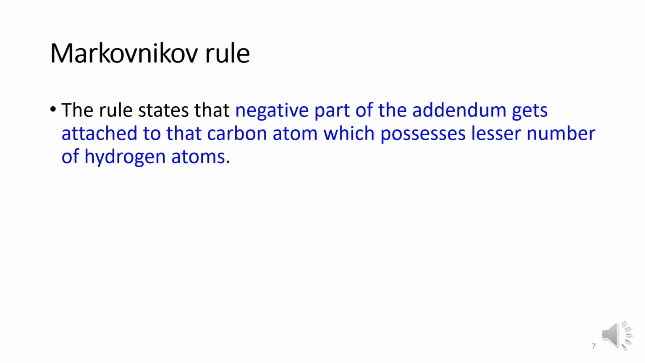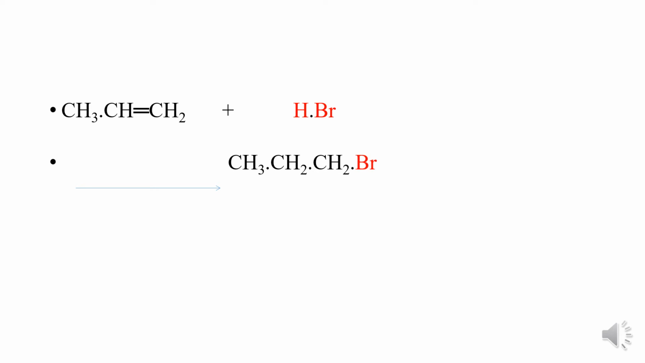Markovnikov rule. This rule states that the negative part of the addendum or the attacking reagent gets attached to the carbon atom which possesses less number of hydrogen atoms. See, the reaction between propene and HBr according to Markovnikov rule. The more negative part of the substance, that is bromine here in HBr, will go to that carbon atom where there would be less number of hydrogen atoms.